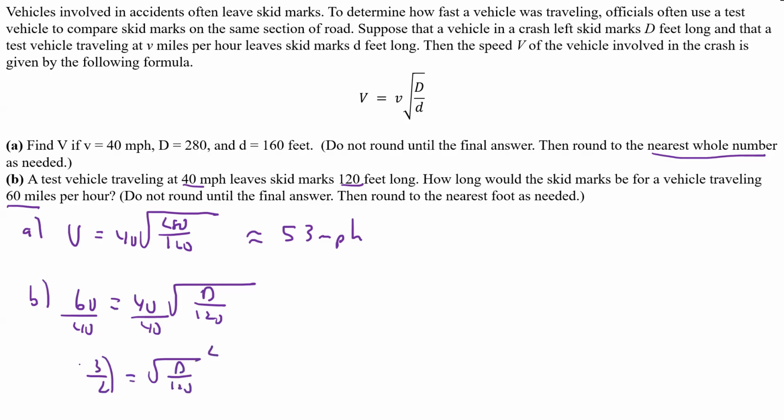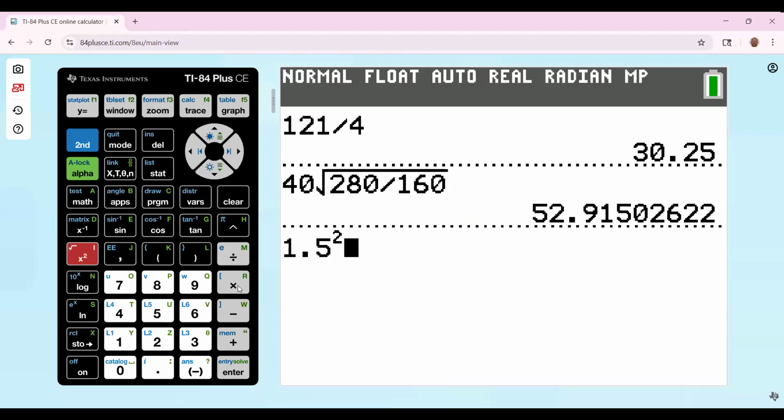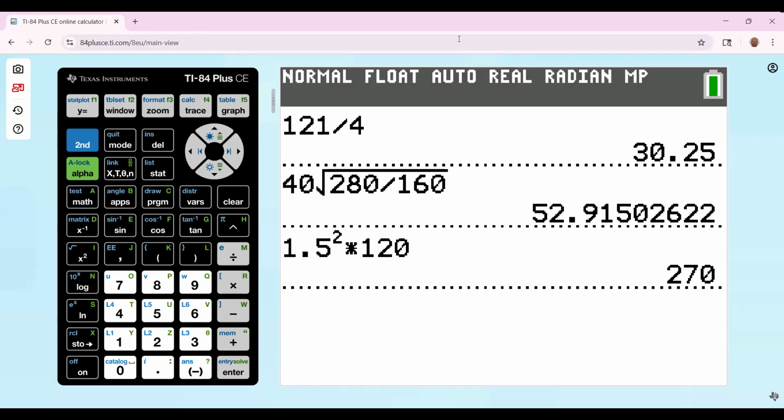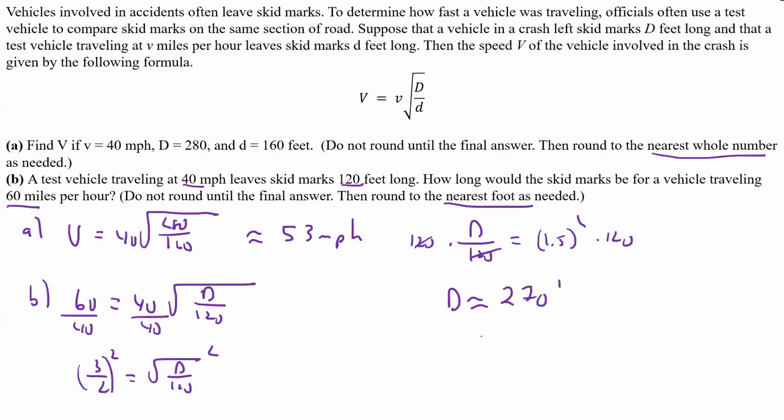If we square that side and we square that side, then we get D over 120 equals 1.5 squared. We have to take that times 120. Take that times 120. So now we get D is approximately, to the nearest foot, we take 1.5 and square it, and then take that times 120, and we get 270 feet. So that's how long the skid marks would be for that vehicle. All right. Let's pause there and we'll come back for some more.